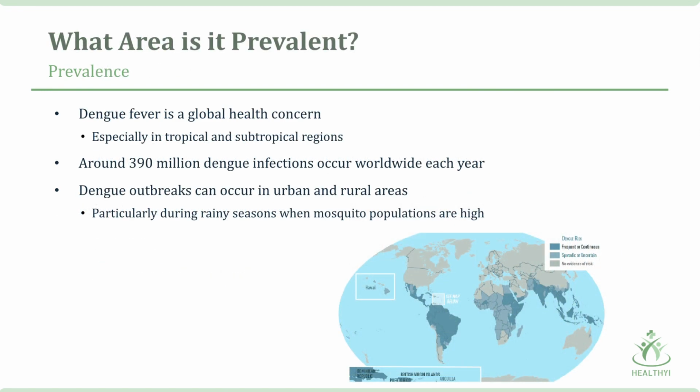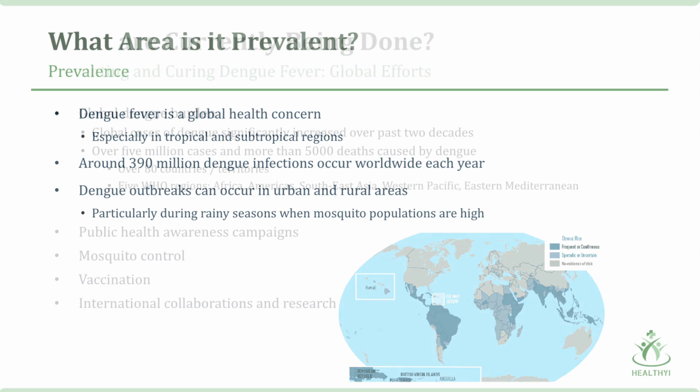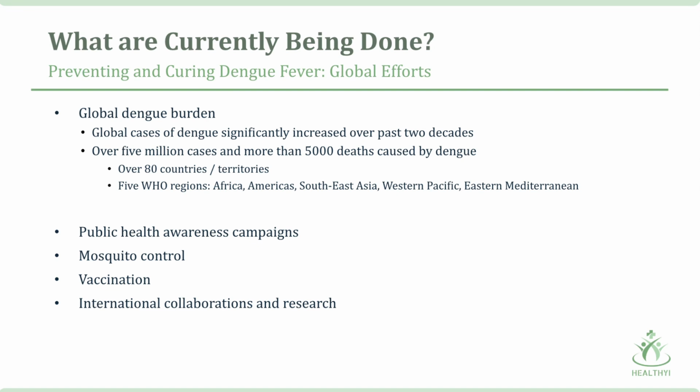Dengue fever is a major global health concern, particularly in tropical and subtropical regions. Each year, approximately 390 million dengue infections occur worldwide. Dengue outbreaks can happen in both urban and rural areas, especially during rainy seasons when mosquito populations are high. The number of dengue cases worldwide has increased significantly over the past 2 decades. There are more than 5 million reported cases and more than 5,000 deaths attributed to dengue each year.